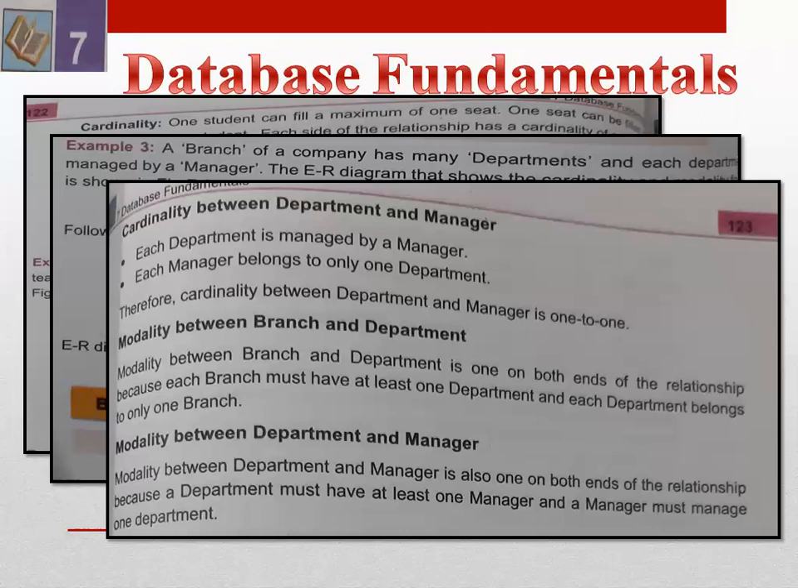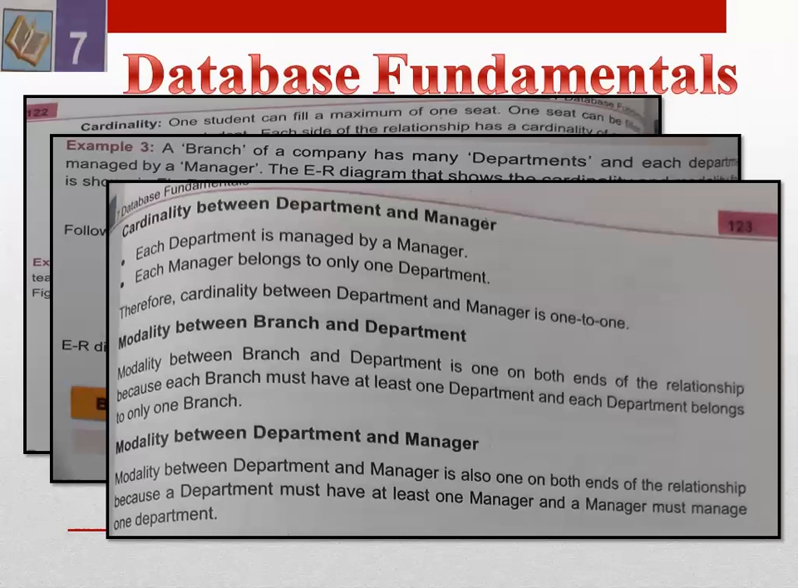Modality between branch and department. Modality between branch and department is one on both ends of the relation, because each branch must have at least one department and each department belongs to only one branch. And modality between department and manager is also one on both ends of the relation, because a department must have at least one manager and a manager must manage one department.